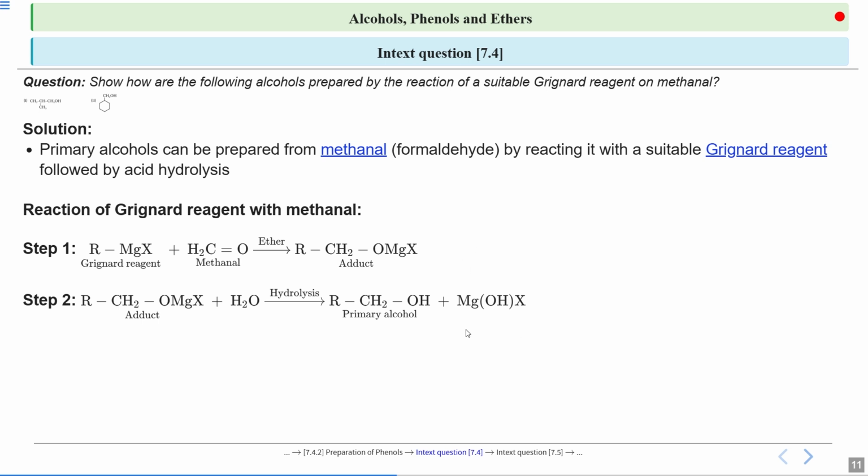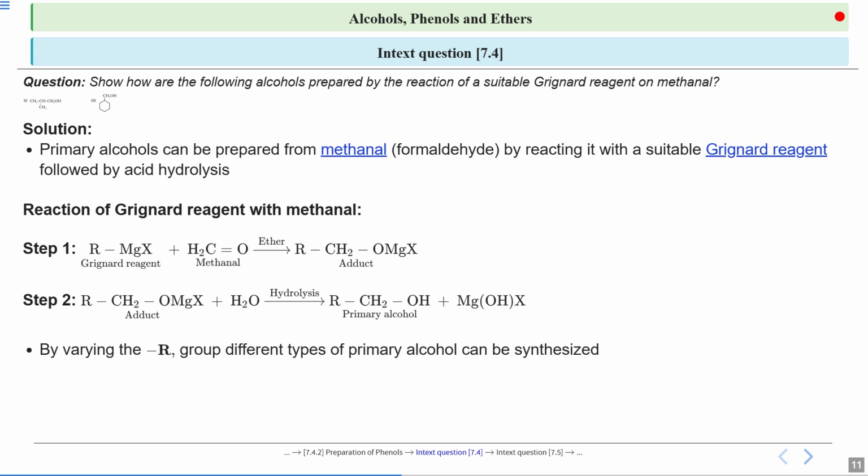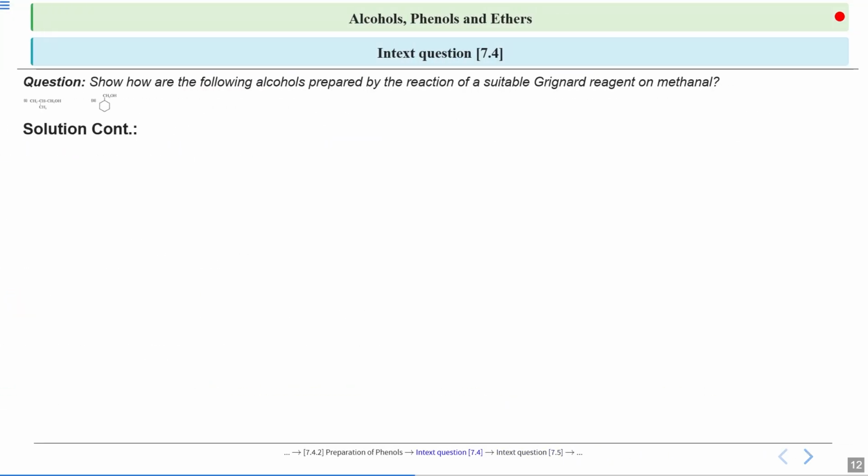Okay. Now we will see one by one. We will solve this question. And remember one thing, by varying the R group, different types of primary alcohols can be synthesized. If this R group is varied, then you will see that different primary alcohols will be synthesized. Now see the first part of this question. In the first part, R is an isopropyl group. Now we will see how R is varied and how we get different primary alcohols.